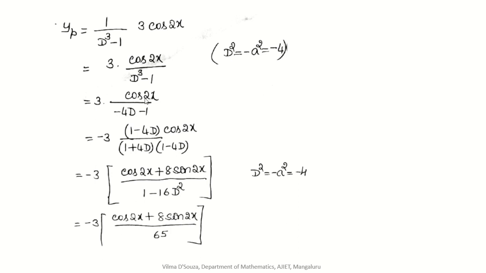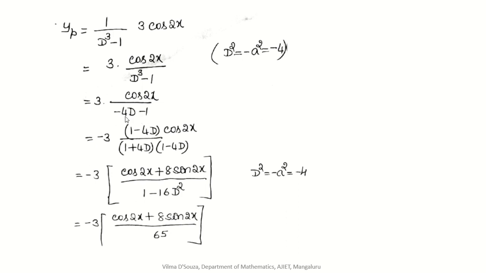Now here you need to substitute for D square, but you do not have D square here. What you do is, minus is common, you take it out, minus 3. You are left with 1 plus 4D. Let me explain again. You can take minus as common. This becomes minus 3. You are left with 1 plus 4D.